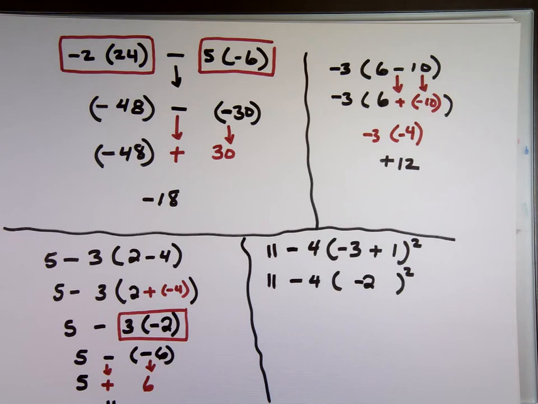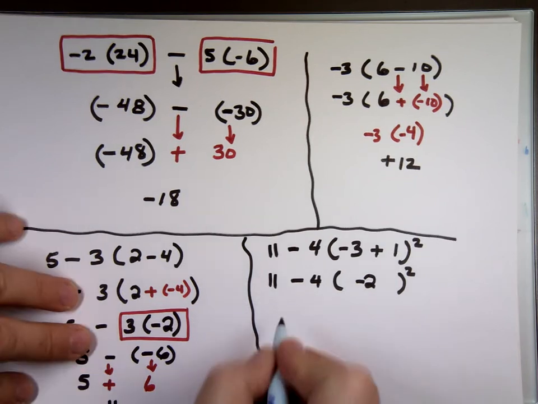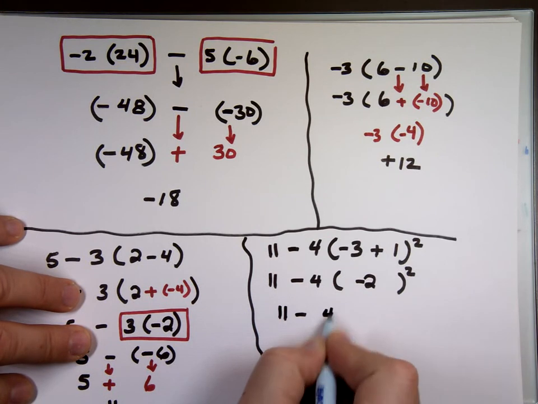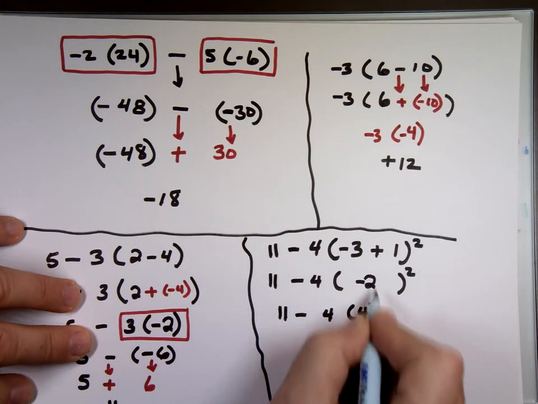Next, we're going to do what? Exponent. Negative 2 squared. What does that mean, negative 2 squared? Negative 2 multiplied by itself. Yep, negative 2 times a negative 2. Let's think about it. Negative times a negative, that's what? Positive. Positive 4, right? So 11 minus 4 times 4. So negative 2 squared is plus 4.